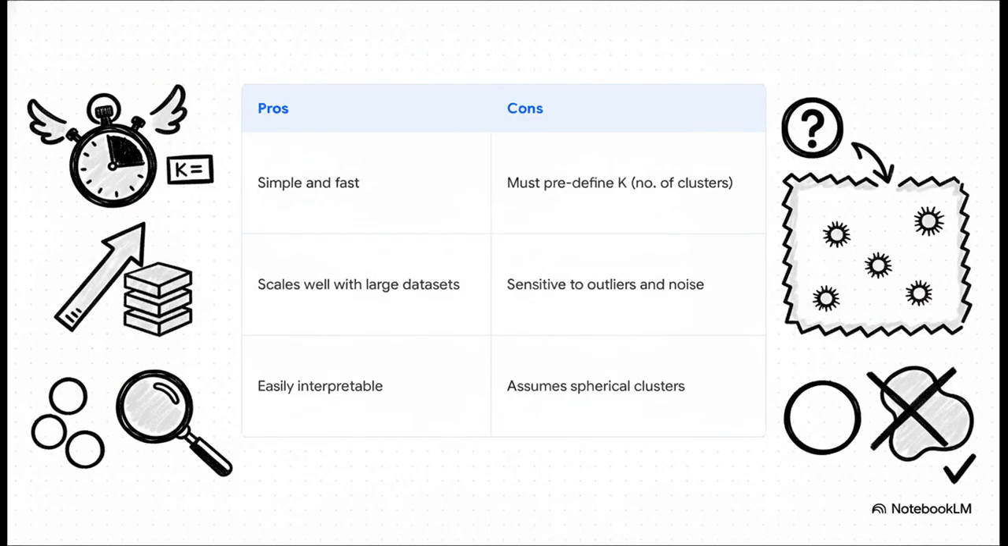Now, k-means is super popular because, well, it's fast and it's pretty easy to understand what's going on. But it's not perfect. The biggest catch is that you have to tell it how many clusters to look for ahead of time. That's the K. And if you guess the wrong number, your results are going to be pretty much useless.